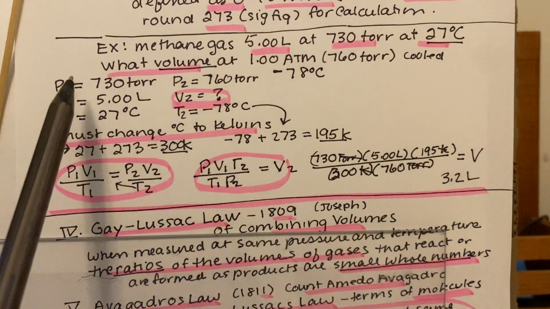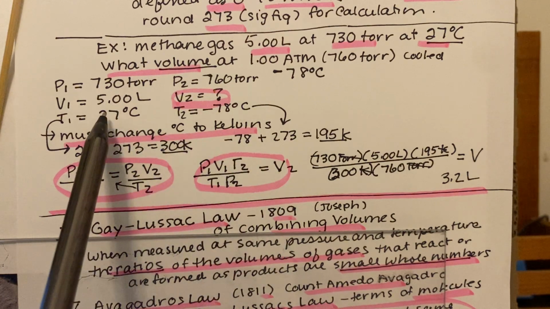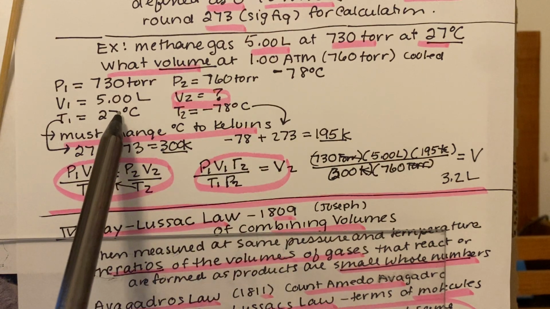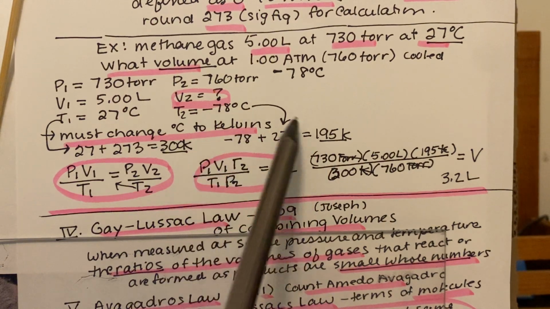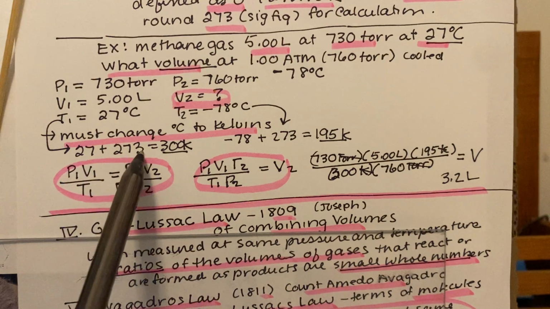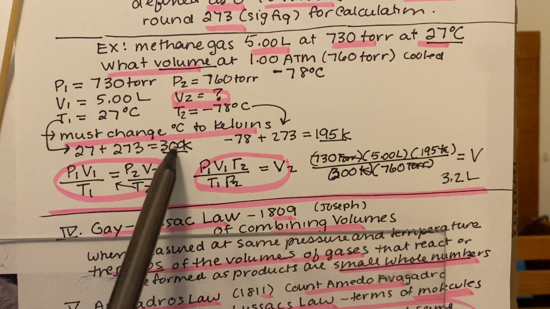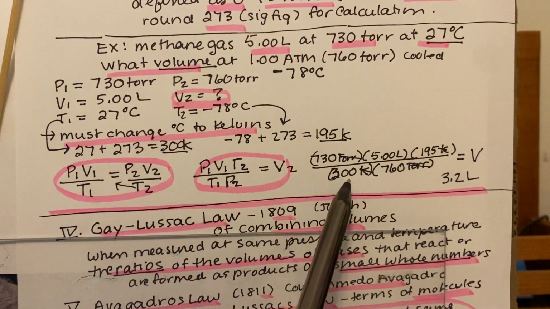5 liters, V1, right there. We put in this 27, we had to change 27 degrees. We changed this to 195 degrees, but we forgot to tell you that we changed 27 degrees. We added 273 and we got 300 K. So now we're going to put the 27 degrees as 300 K, which is 300 kelvins.